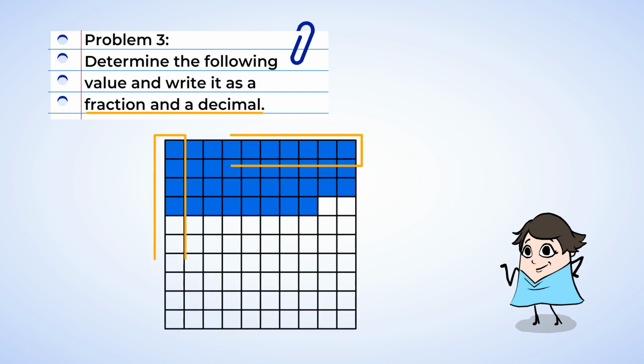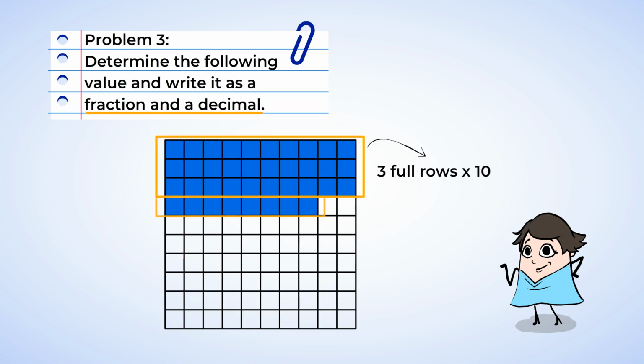Looks like there are 10 rows of 10, so a total of 100 squares. And out of those 100 squares, 3 full rows of 10 and a partial row of 8 are shaded. So there are 38 shaded squares out of 100. Okay, this fraction has a 38 as the numerator and 100 as the denominator. 38 hundredths. And we know now how to write that fraction as a decimal too.